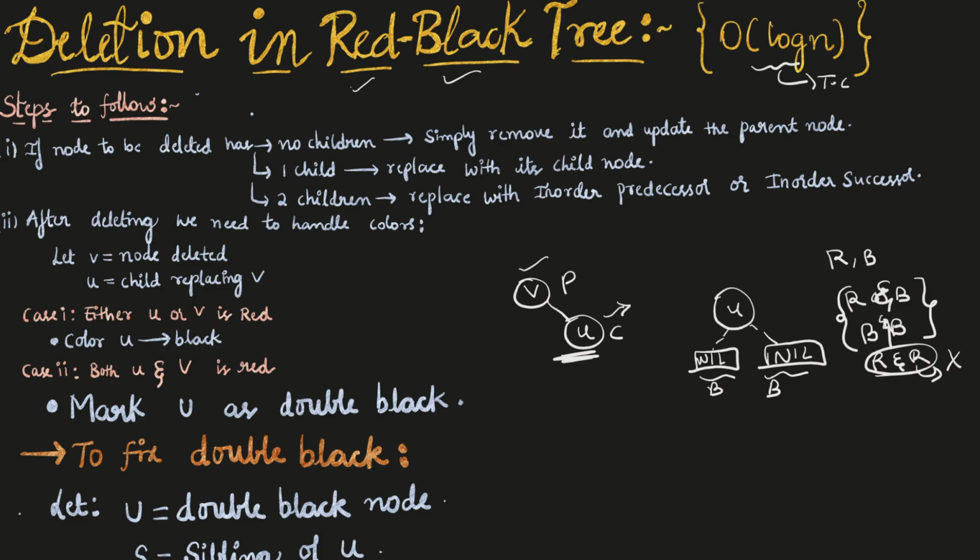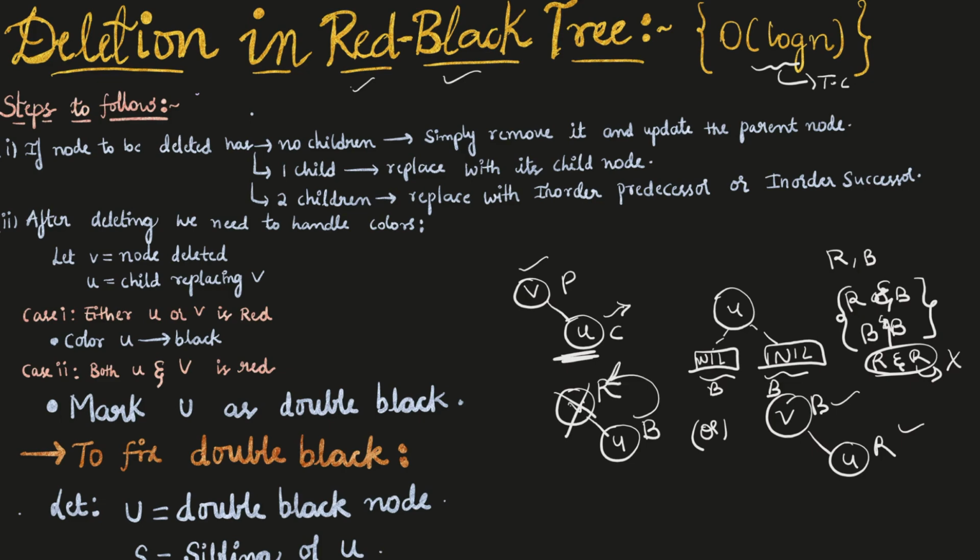Either U or V is red. Suppose you are taking V over here and U over here. It can be red and black or it can be black and red. That means any one of them is red. So in that case, you simply have to color U black. If you delete V and replace it with U, then you simply have to take the color of U as black. So that's the rule.